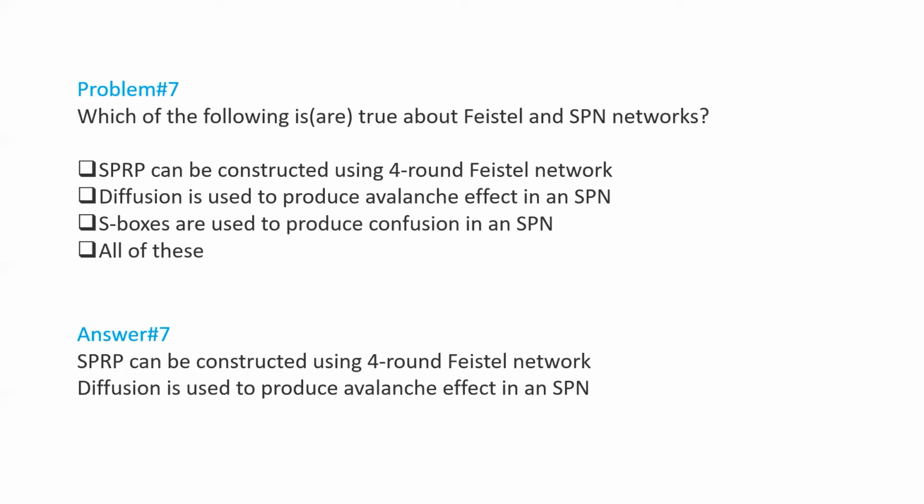The next statement is that S boxes are used to produce confusion in an SPN, which is not true, because confusion is created in an SPN by XORing the input with the round key. That actually prevents the input from directly getting fed to the S boxes. So confusion is caused by the XORing of the round key. The first two options are the only correct options.